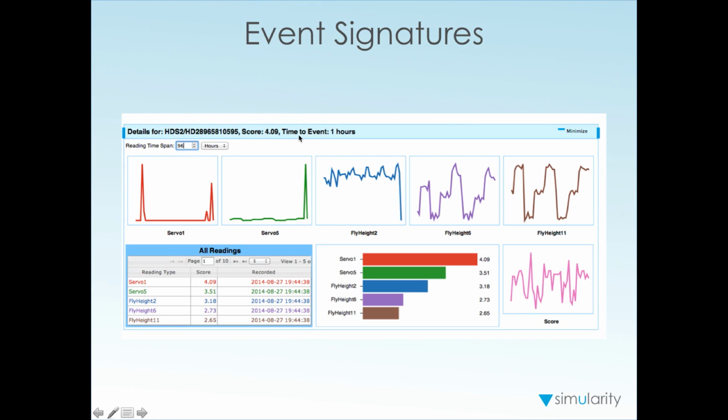Here you can see that for this event that we predict will happen in 1 hour, the 5 sensors out of the 53 that we think are most predictive of the event here are servo 1, servo 5, fly height 2, fly height 6, and fly height 1. And here we indicate the relative significance of each of those. And so we think that this pattern of behavior on servo 1 is the most predictive sensor pattern of this particular event.